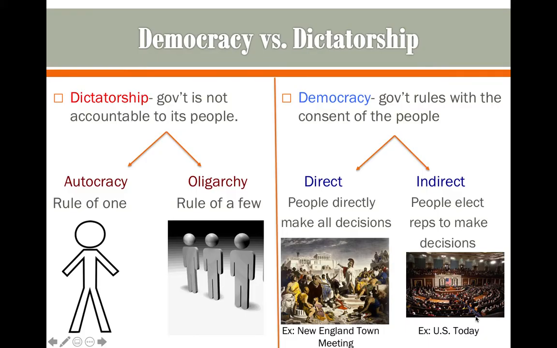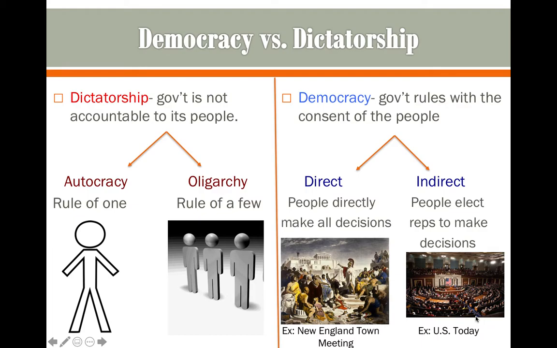Now we have two different types of government. It boils down to either a dictatorship or a democracy. Dictatorship is government that is not accountable to its people, in the example of an autocracy, which is rule of one, or an oligarchy, which is the rule of the few. So there's no accountability, there's no consent of the governed.